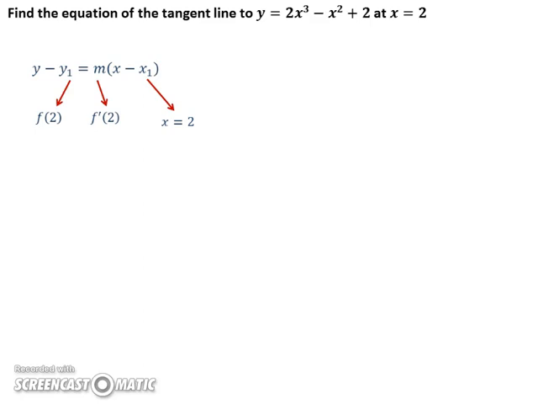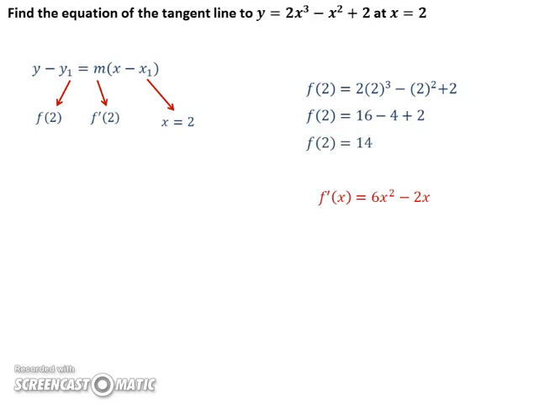So let's start with the easier one, which is the point. This is the y-coordinate. So we just plug in, we get 2 times 8 here, and then minus 4 plus 2. So the y-coordinate is going to be 14.